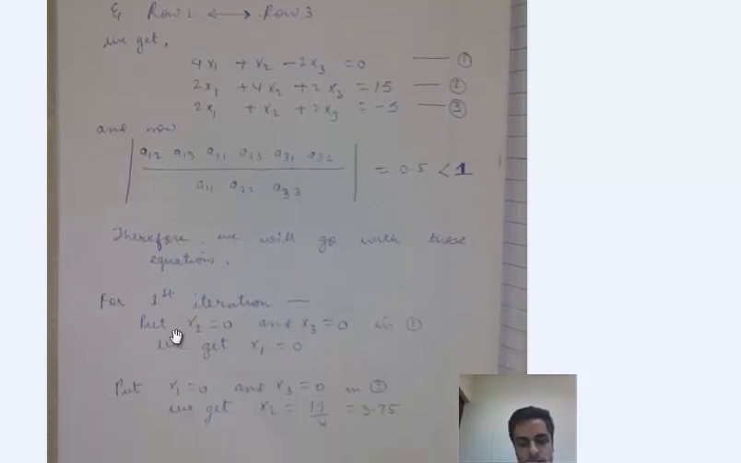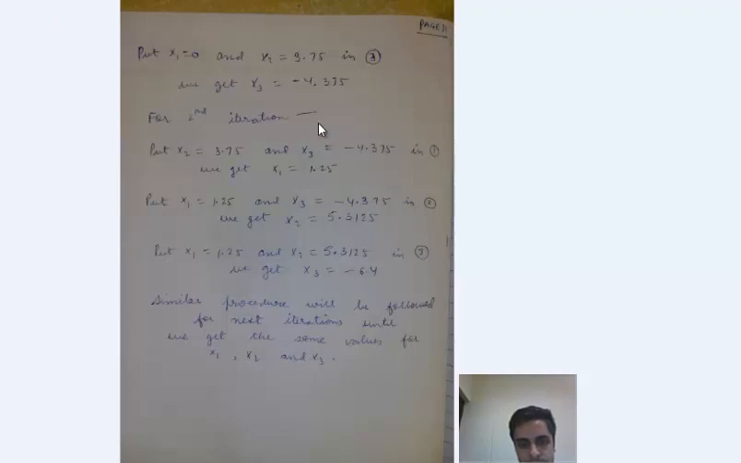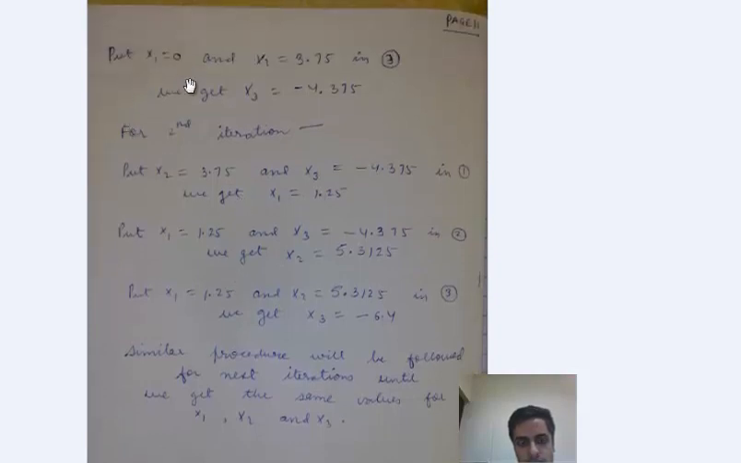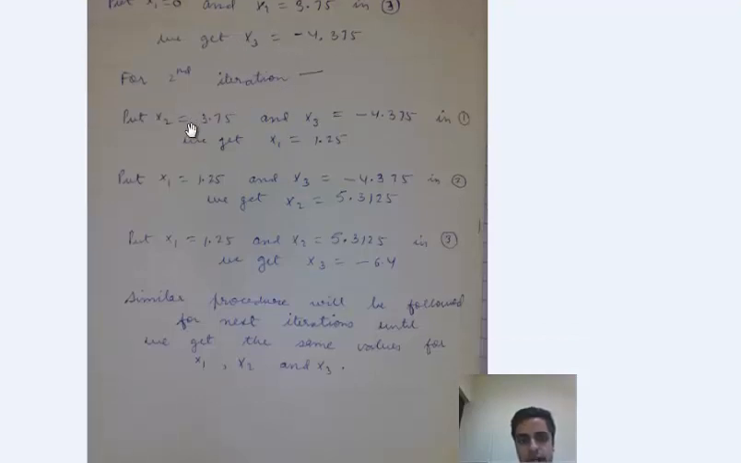For first iteration, put x2 equal to 0 and x3 equal to 0 in 1, we get x1 equal to 0. Put x1 equal to 0 and x3 equal to 0 in 2, we get x2 equal to 15 by 4, that is 3.75. Put x1 equal to 0 and x2 equal to 3.75 in equation number 3, we get x3 equal to minus 4.375. Now we come to the second iteration.